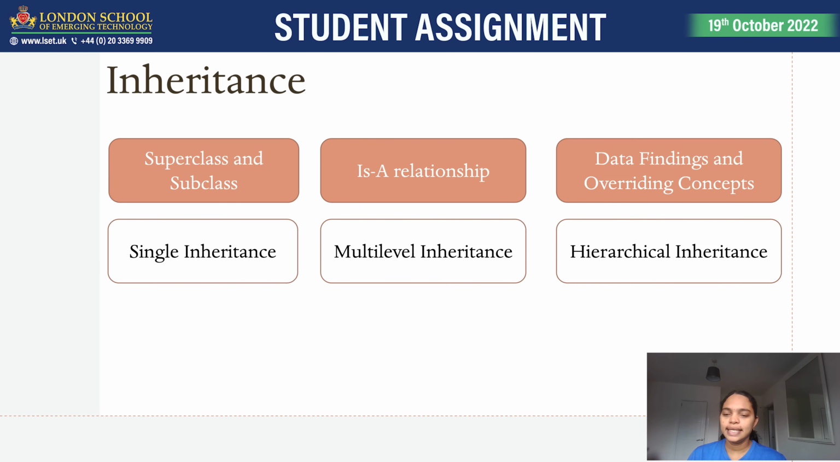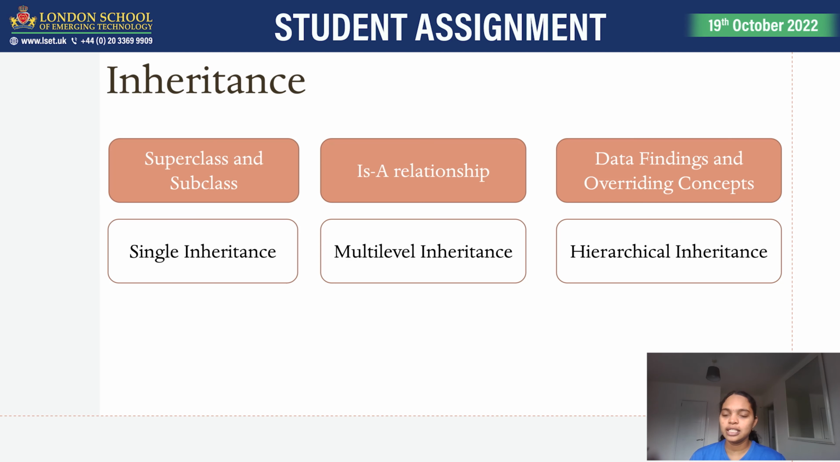Inheritance means it has two classes. One is the superclass and the other is the subclass. Here, the subclass will inherit all the properties or features of the superclass. Inheritance supports the IS-A relationship. Here, the IS-A relationship is called a parent and child relationship in inheritance. Inheritance has the advantages that it supports code reusability and also supports data hiding and overriding concepts. And inheritance has the following three types: single inheritance, multi-level inheritance, and hierarchical inheritance.